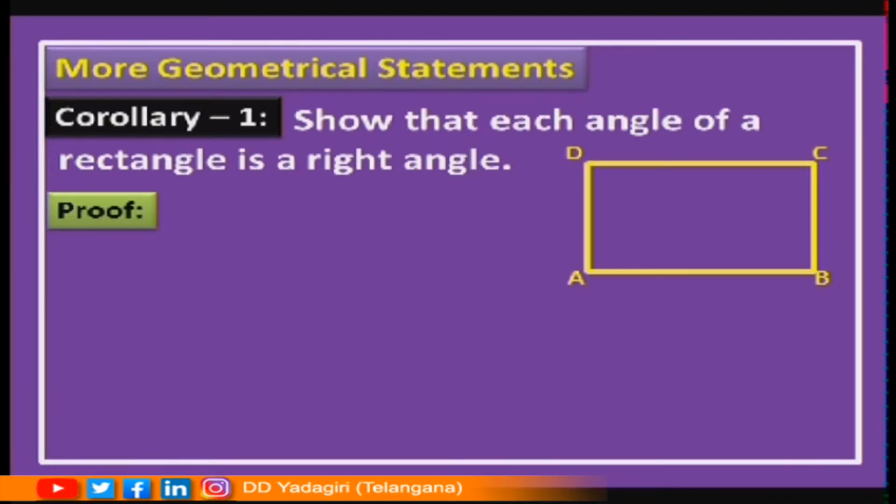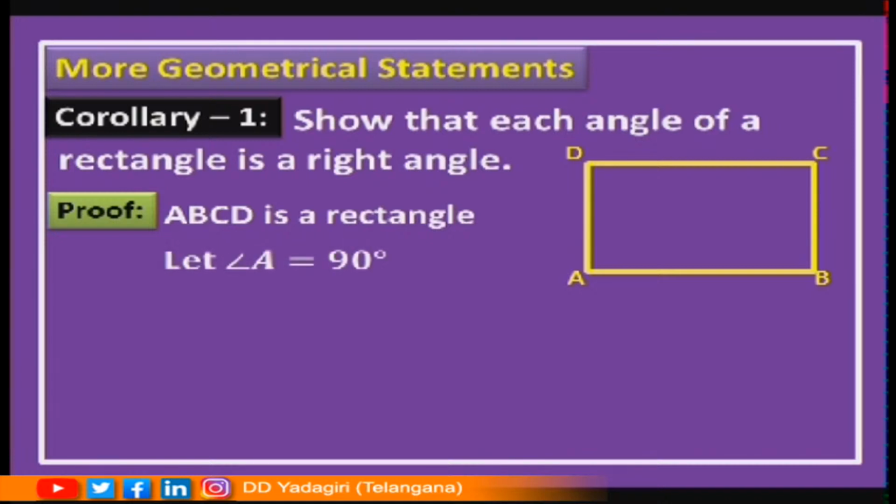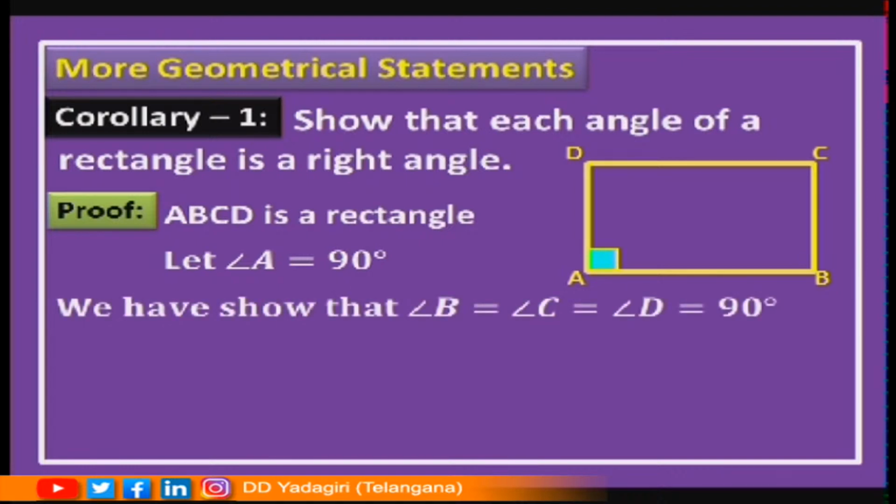For that, I have taken a rectangle ABCD. So, here ABCD is a rectangle and I will assume one of the angles as 90 degrees. So, let us consider angle A is 90. What we need to show, children? Yes, I have to prove again angle B, angle C and angle D, all these are equal to 90 degrees each. Okay, got it, children? Now, let us prove them.